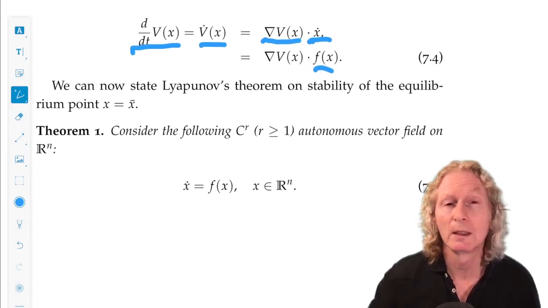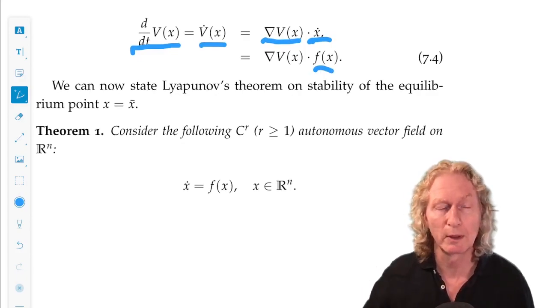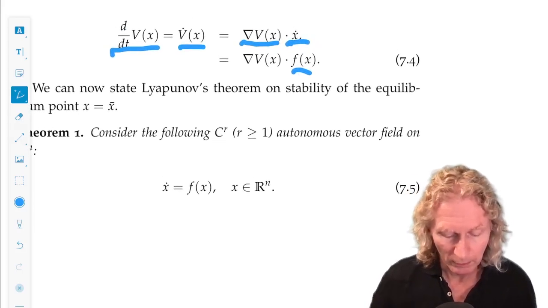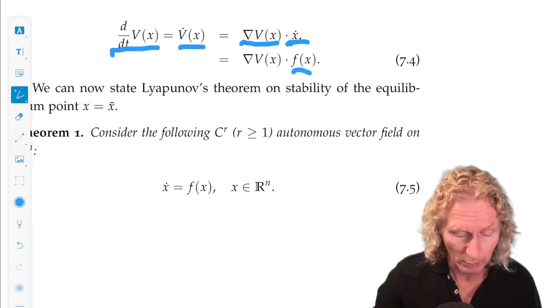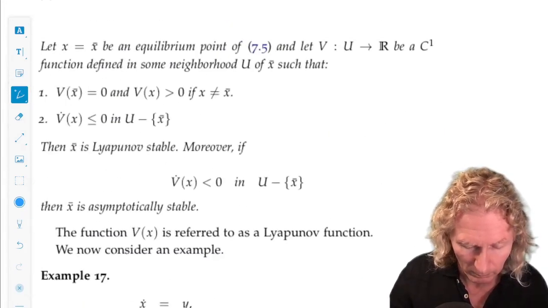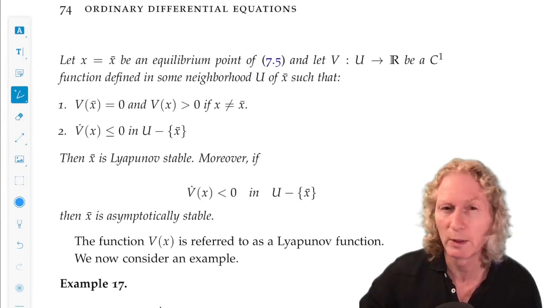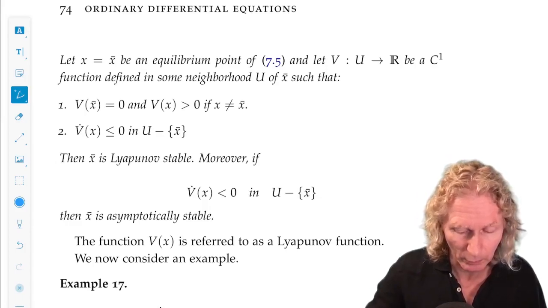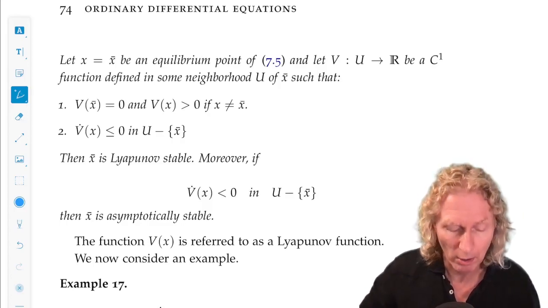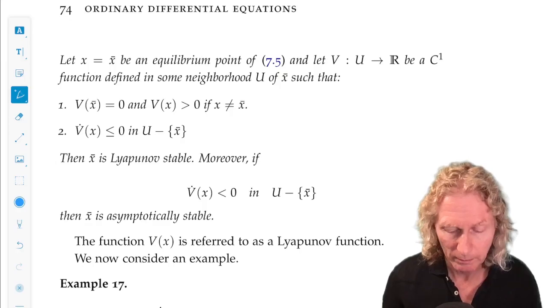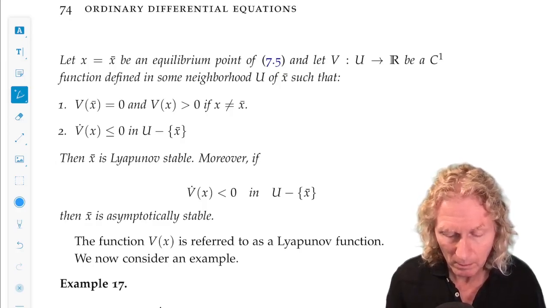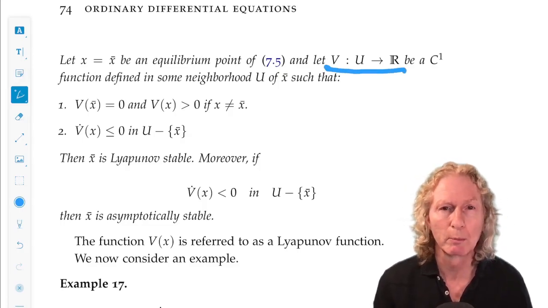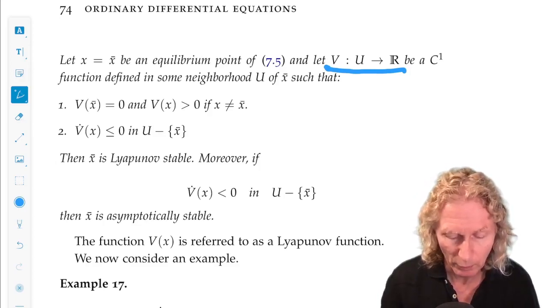Okay, now we can state Lyapunov's theorem, and then we're going to give an example to show how it's used. All right, we have a C^r autonomous vector field on R^n, r greater than or equal to 1. We want to differentiate it and have existence and uniqueness of solutions. So let x equal x bar be an equilibrium point of that equation. And let V be defined in some neighborhood of the equilibrium point. We're going to call it uppercase script U.